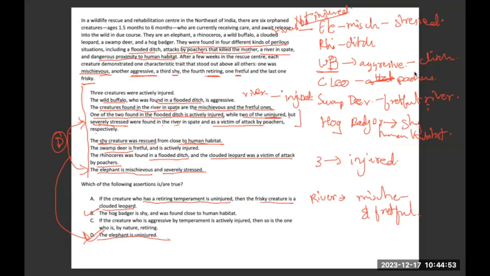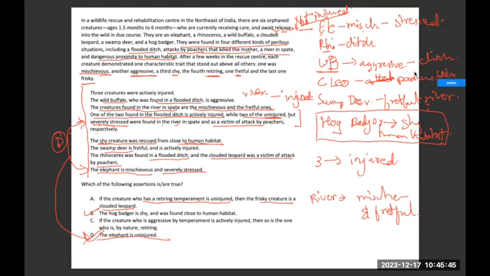The next part. The shy creature was rescued from close to the human habitat. If I correlate, the shy creature was rescued from closer to the human habitat. So I have written here that the honey badger is the one which is shy and rescued from the human habitat, because after correlating everything, what I find is the elephant is mischievous and stressed. The rhino was found in the ditch. The wild buffalo was aggressive. The clouded leopard was a victim of the attack by the poachers, and of course it's uninjured.